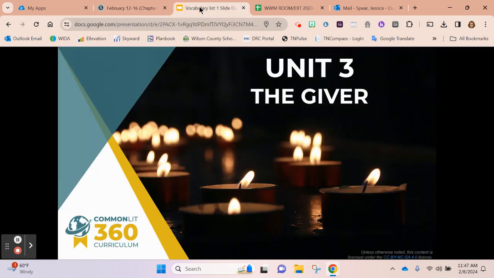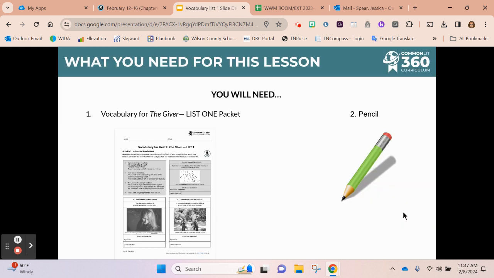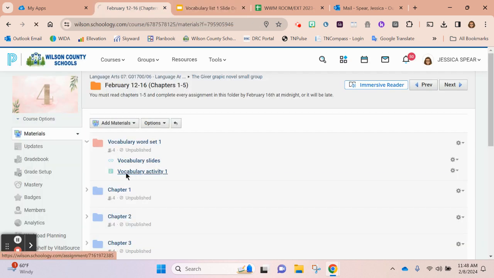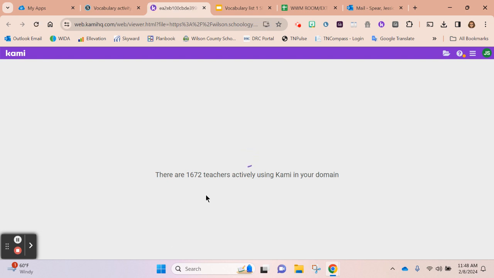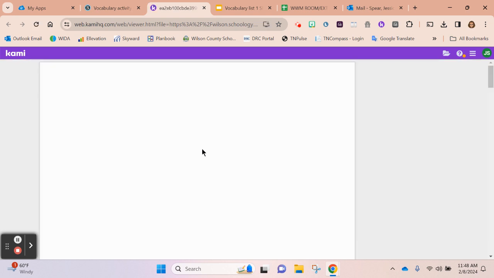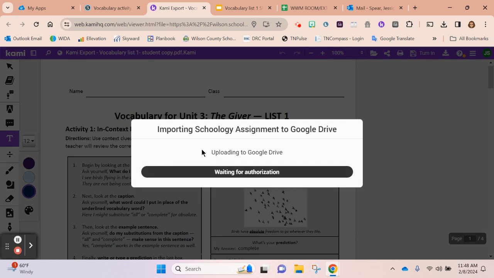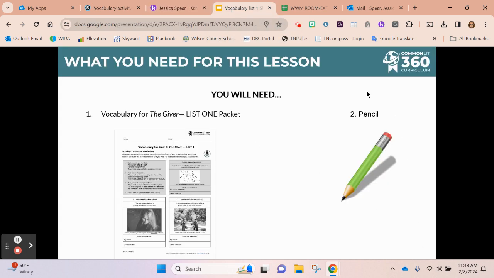So open this up and it looks like this. So we're going to start the giver. This is the first list of vocabulary words that you are going to use. This is right here. So if you open up your Kami, you're going to be able to answer directly onto this. Okay, while that loads, I'm going back here. You don't need a pencil because this is not on paper.